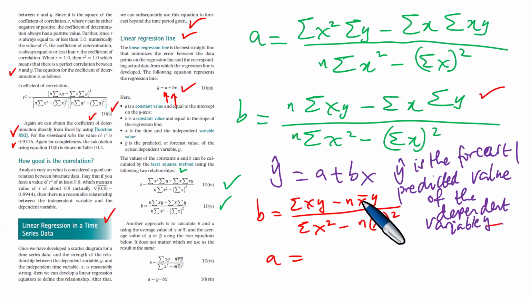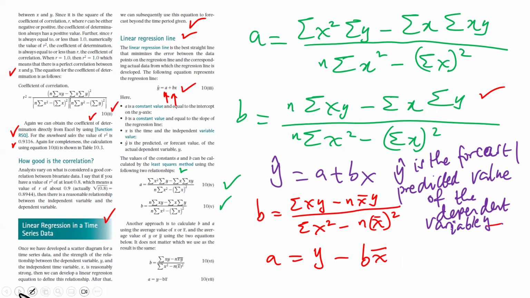If we know x bar, which is the mean of x, and since we can get our b here, our a is therefore y bar minus b x bar. We can get our a using this formula. Let us continue, because we're looking at linear regression and time series data.